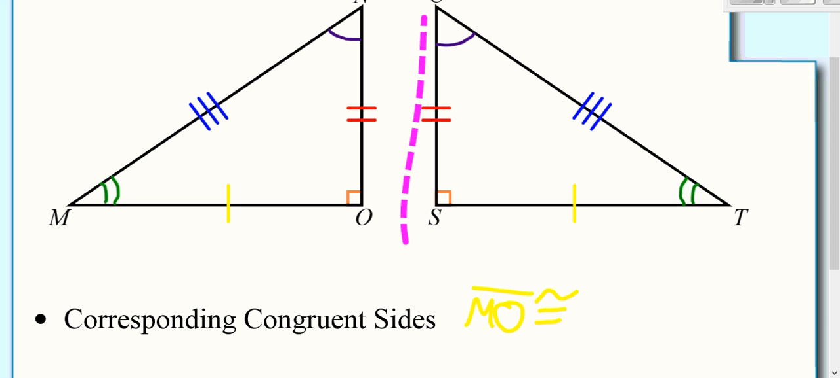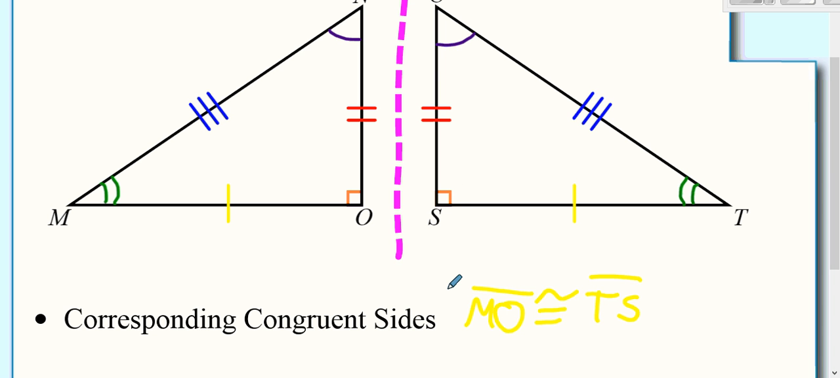Over a line kind of like that. If it reflected, they would match up. Which means, since I wrote letter M first, M would correspond with T. So T needs to be the first letter we write on the other side. Every letter, when you do a congruent statement, needs to match up in order. Then we went to O, which would correspond with S. So MO is congruent to TS.